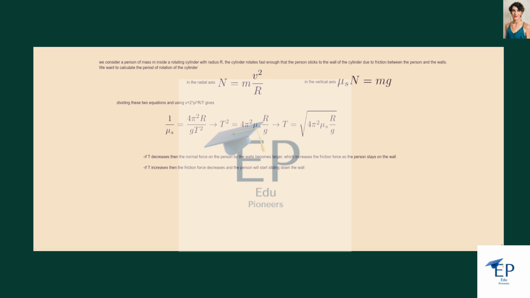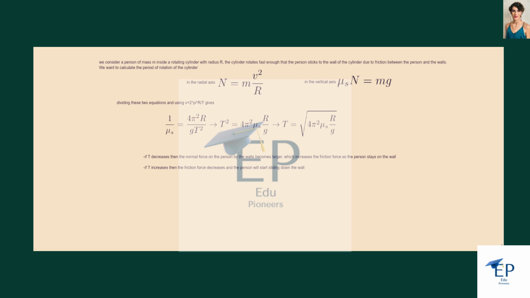Now we can ask the question, what's going to happen if T decreases? When T decreases, that means the cylinder is spinning faster because it takes less time to complete one full rotation. So the normal force on the person due to the walls is going to become bigger, which increases the friction force, so the person just stays on the wall.